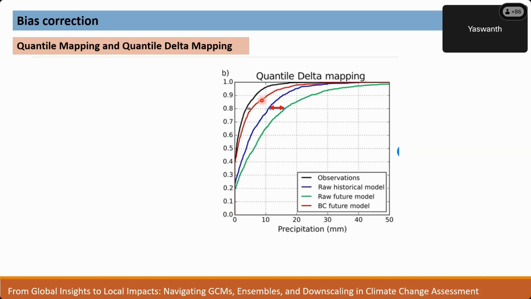So instead of going to the above values in the historical and correcting, I'm doing all the corrections at the same quantile level. Essentially, the findings have proven that this method is better at preserving the trends observed in the GCMs than quantile mapping.